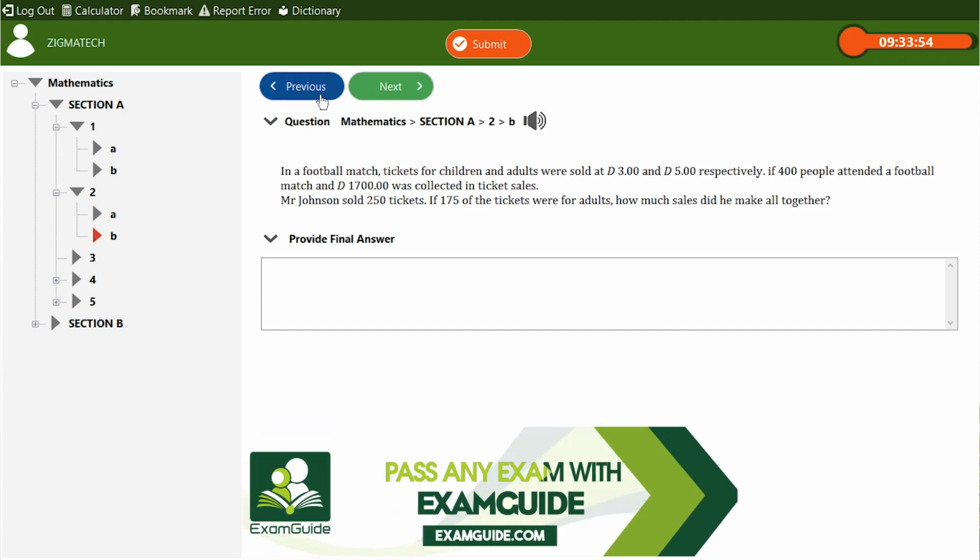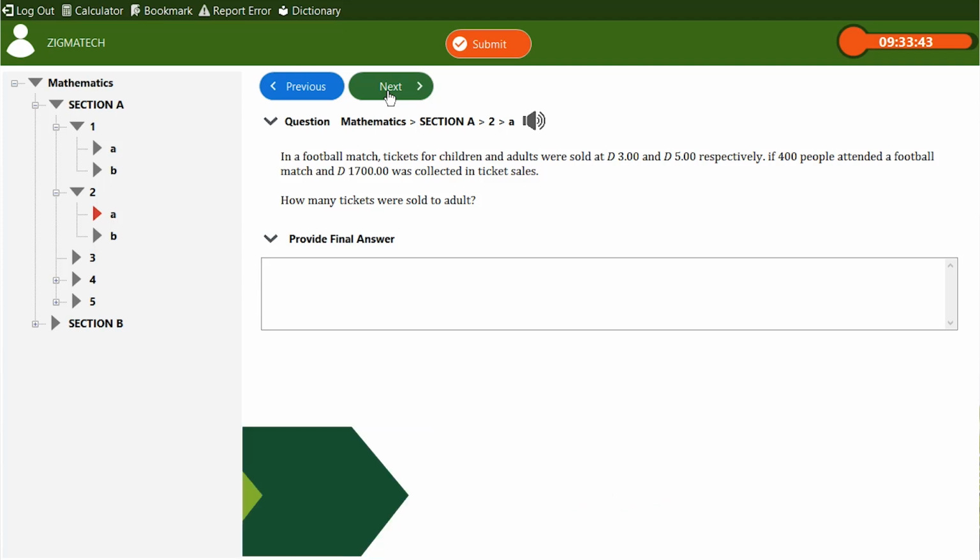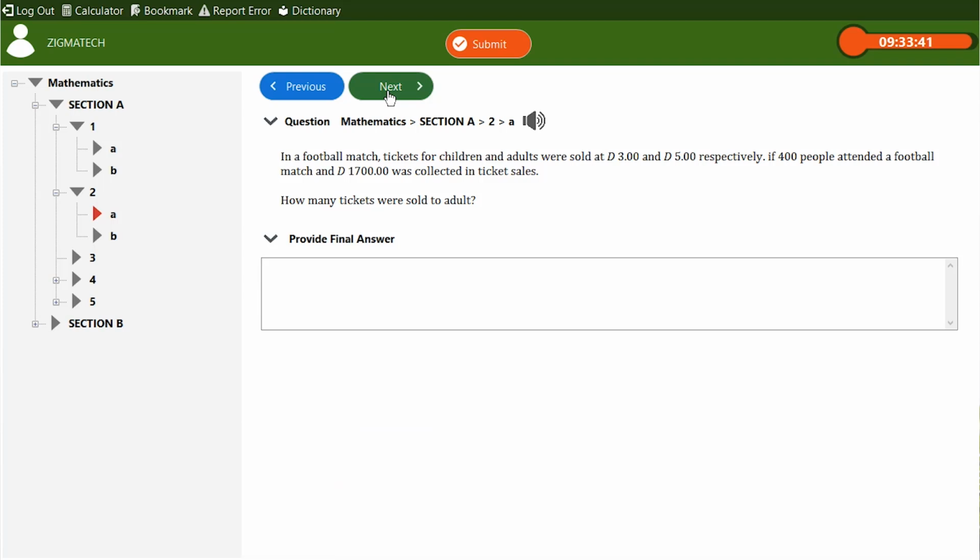Question number 2. In a football match, tickets for children and adults were sold at D3 naira and D5 naira respectively. Look at one thing about word problems: try to know the angle they are coming from. You have been told that the ticket for children is sold at D3 naira, and the one for adults at D5 naira, respectively.